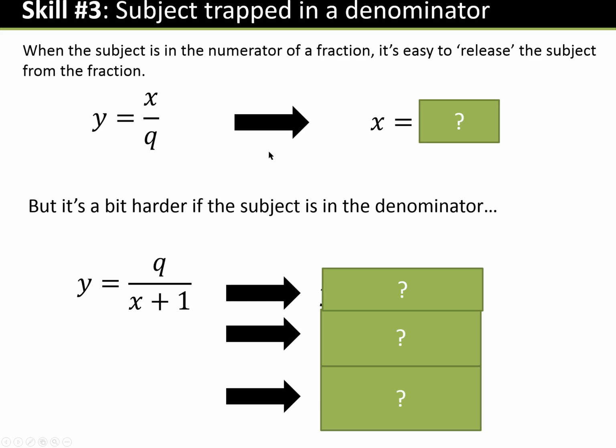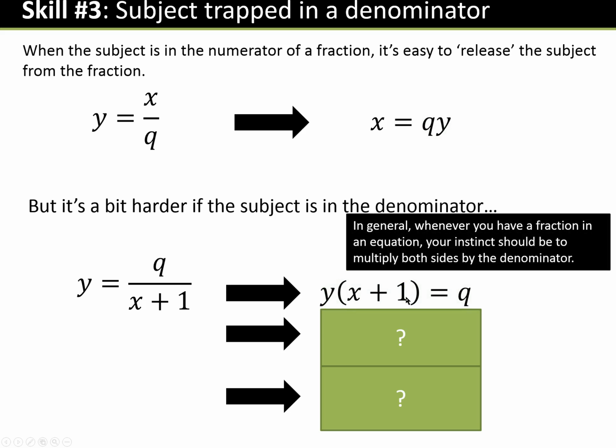Alright. Subject is trapped in the denominator. When x is on the top, it's easy. Just multiply both sides by q, right? It's easy. What about if x is at the bottom? What happens then? Well, we do the same thing. We just multiply both sides by x plus 1. So it goes all the way there.